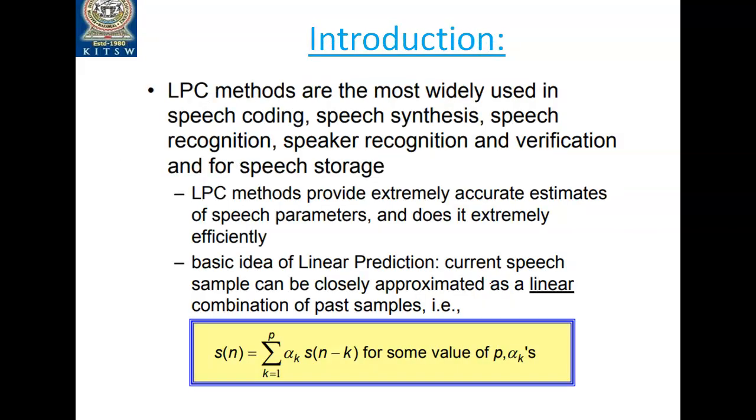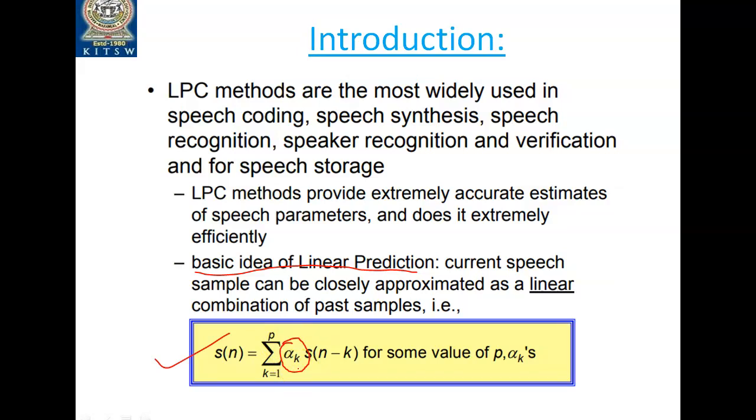Now we have already seen that the basic idea of linear prediction is that the current speech sample can be closely approximated as a linear combination of the past samples. So the speech signal S of n can be represented as the sum of alpha k into S of n minus k. In this video we are going to learn what this alpha k is, and what the issues are, which we also saw in the previous video.